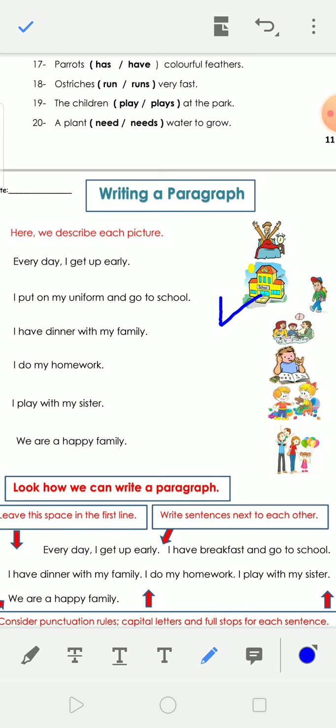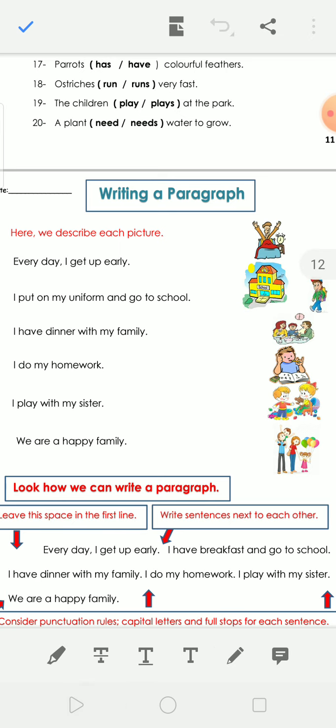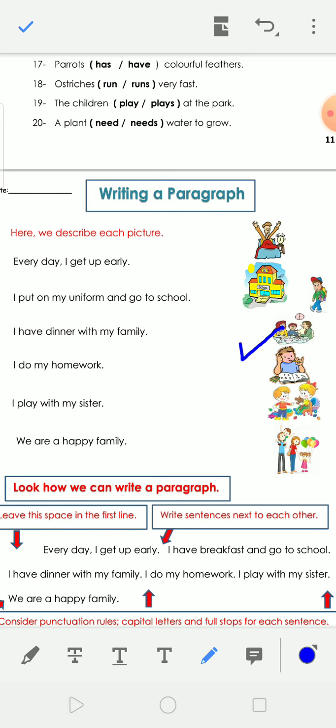And what about the third picture here? Let's read the sentence together. I have dinner with my family. Look at the next one. We can describe it and say, I do my homework.